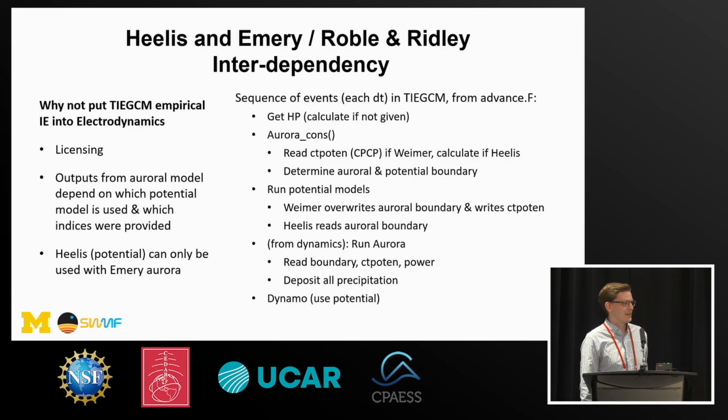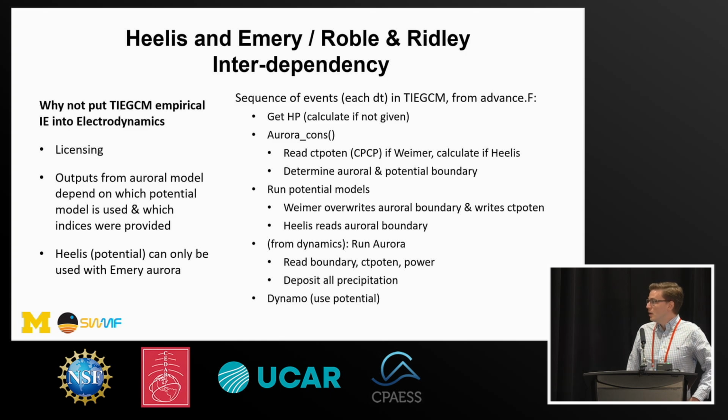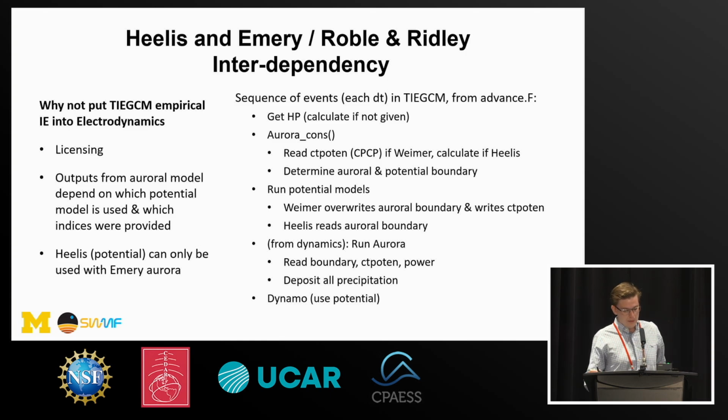Elephant in the room, why didn't we take Helix? Why didn't we take Roble and Ridley? One, licensing. Two, the outputs of Emory depend on which potential model you use. The outputs of Helix would depend on which Aurora model we use. So the Helix potential can only be used with the Emory Aurora.